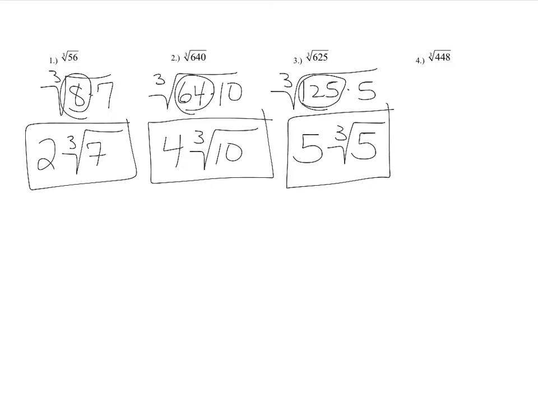Number 4. Go ahead and just start taking 448 and see if you can find the biggest perfect cube that goes into it. So you should have found 64 is the biggest one that goes into it. So you would get the cube root of 64 times 7. And the cube root of 64 is 4. So you have 4 cube root of 7.